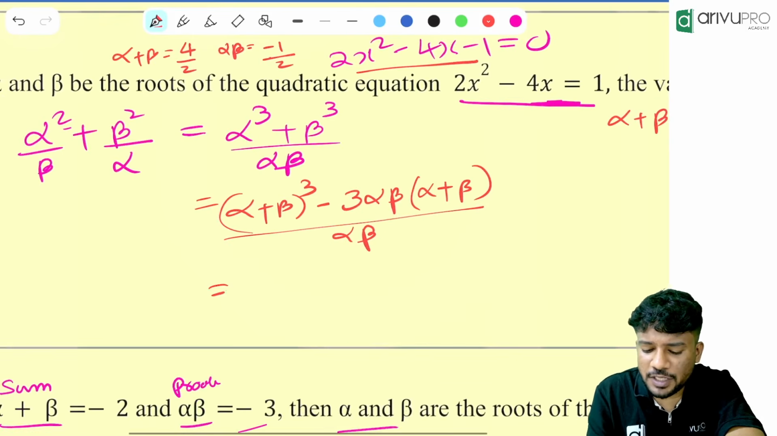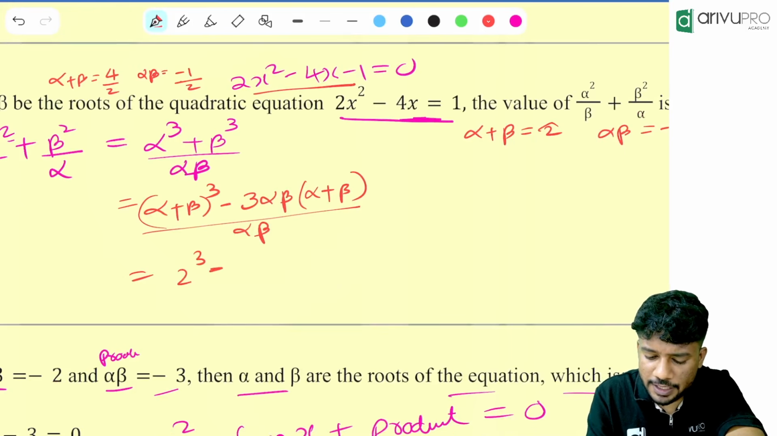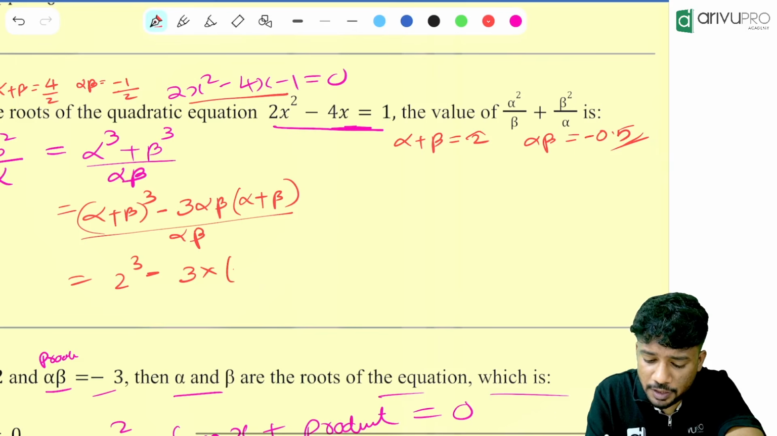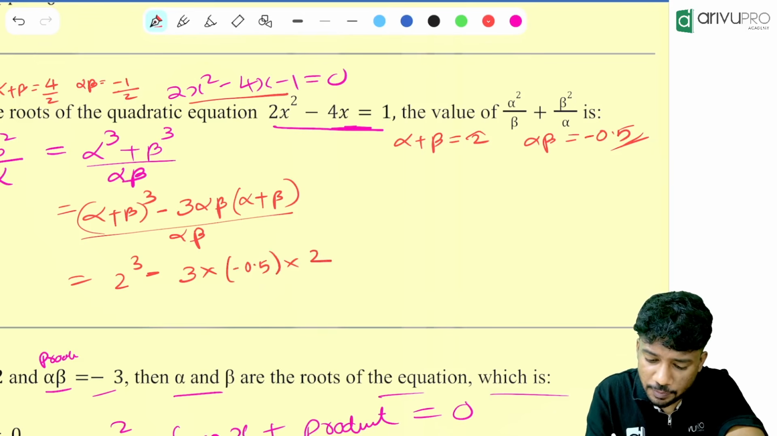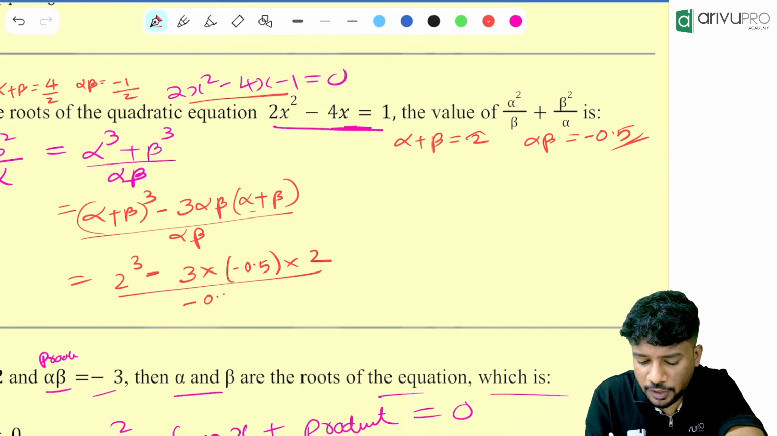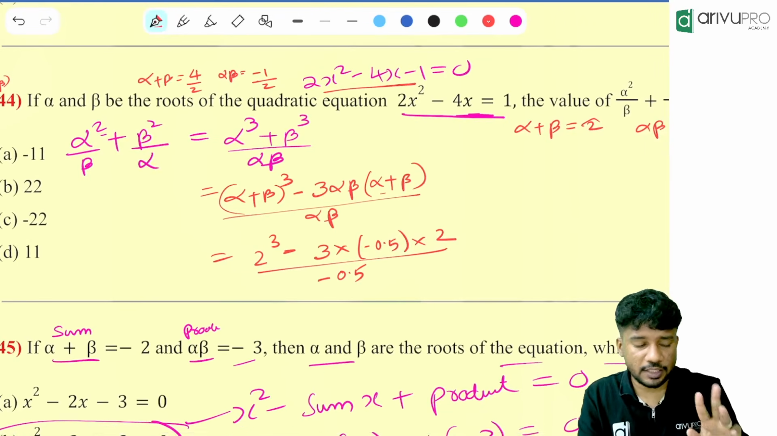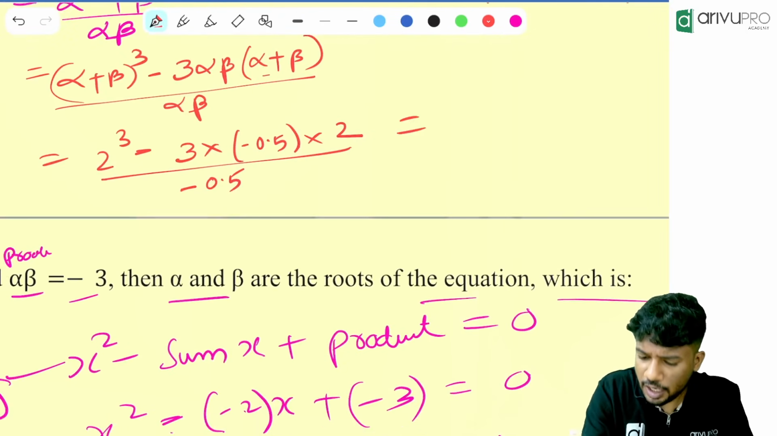Now, alpha plus beta is how much, people? We already found 2. So, 2 cube minus 3 into how much is alpha beta? That is nothing but minus 0.5. Alpha plus beta is 2, divided by minus 0.5. Now, looking at the options, how many negative answers are there? Only 2 negative answers are there. The answer can only be one of them. Look here.